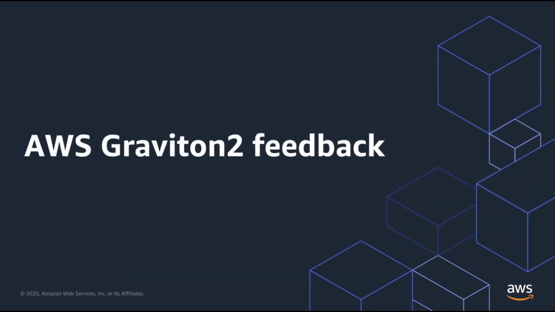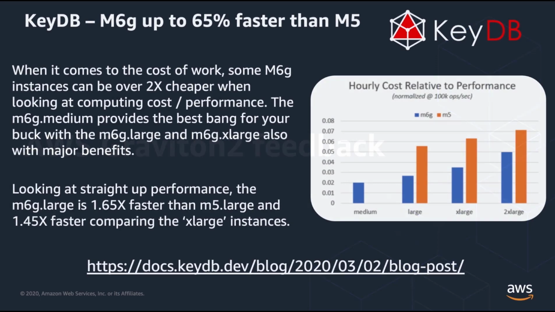Now let's have a look at some feedback from our customers when testing or moving into production with Graviton2 based instances. Our partners at KeyDB, a key value database running in memory, observed that M6G could be up to 65% faster than similar sizes of M5. And when it came to the cost of work, M6G could even be up to twice cheaper when looking at the computing cost performance ratio.